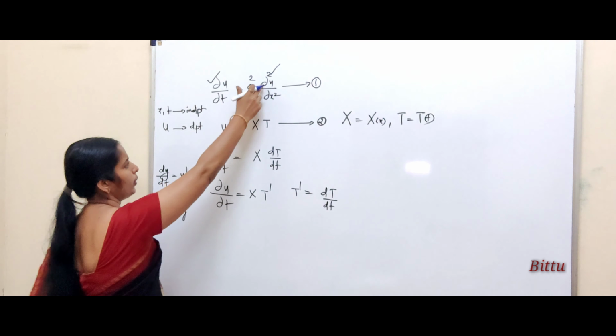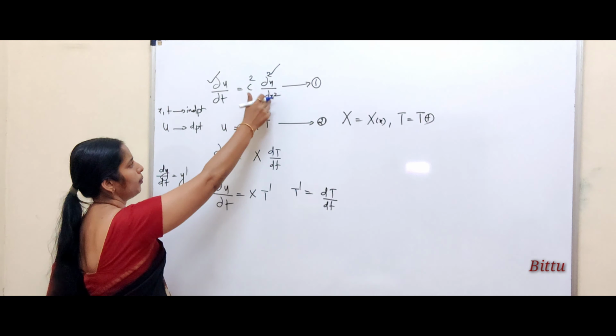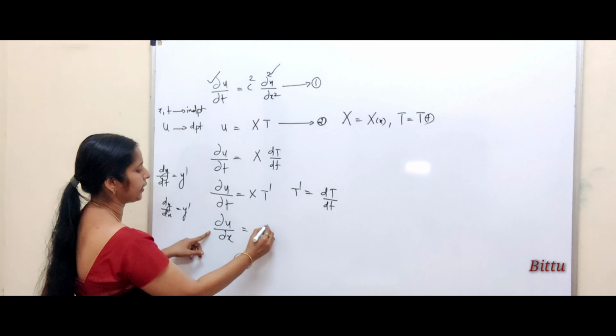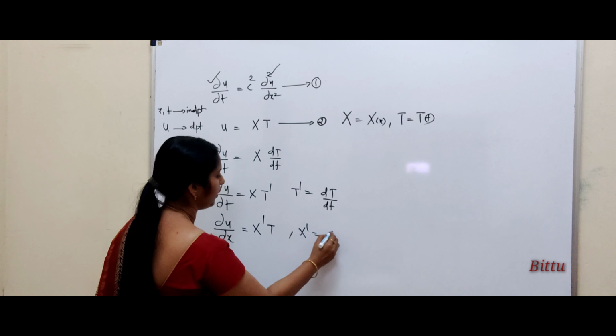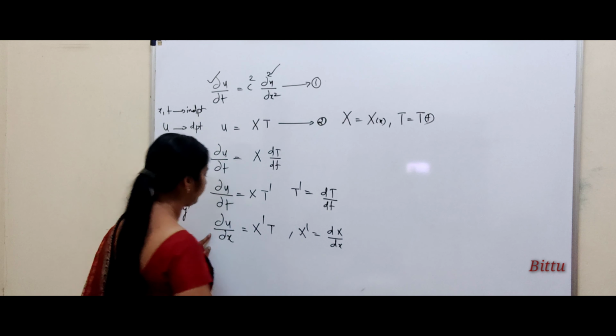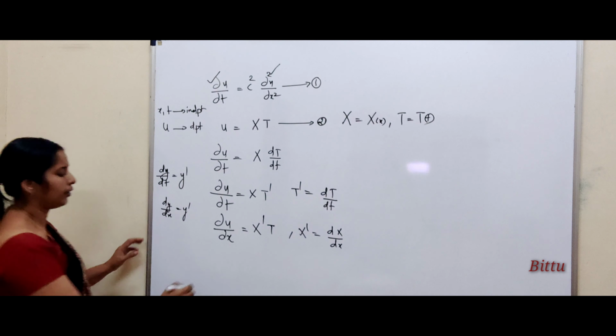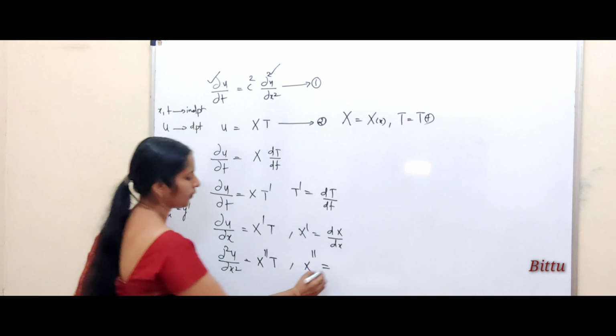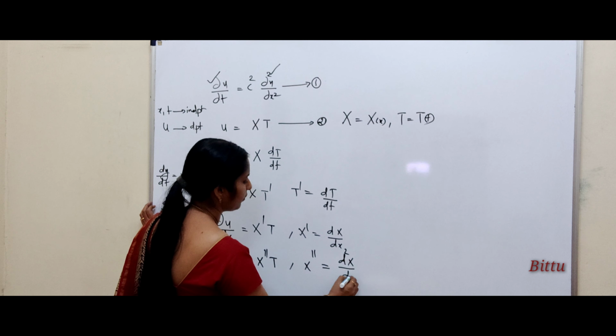Similarly, we have to find ∂²u/∂x². So before that, what is ∂u/∂x? We have to differentiate u partially with respect to x. At that time, T is a constant, and the derivative of capital X is X dash, which is dX/dx. We have to find ∂²u/∂x², so again, differentiate X dash T partially with respect to x. So its derivative is X double dash T, where X double dash is d²X/dx².